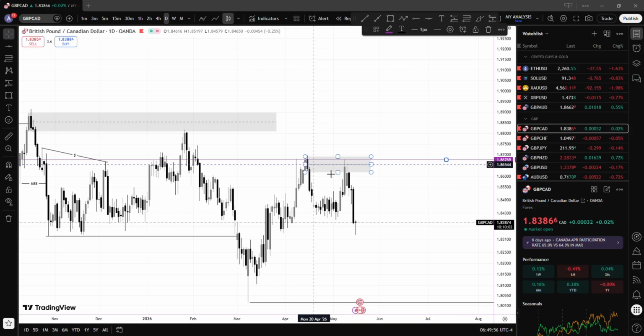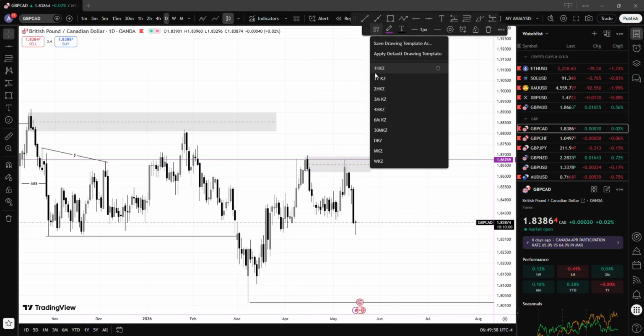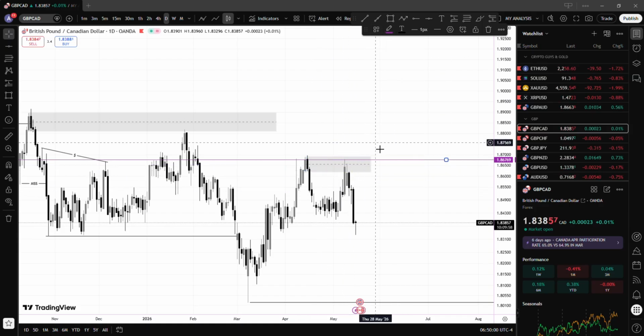This is my key zone. If price decides to come back up, it will likely get to this, my daily key zone. It will get here before considering if it will push further or come back down. That's my daily key zone.